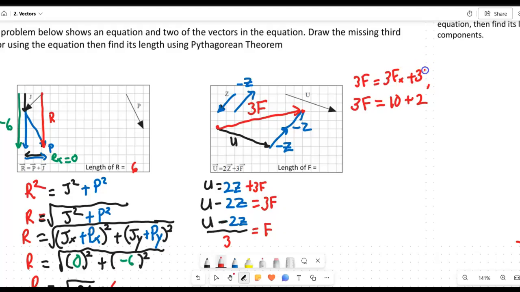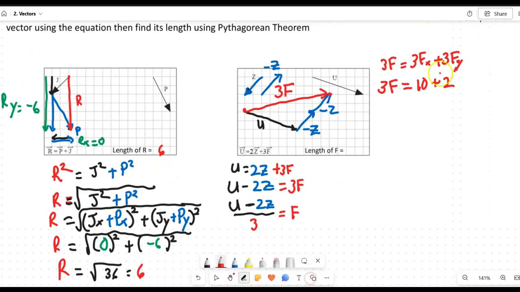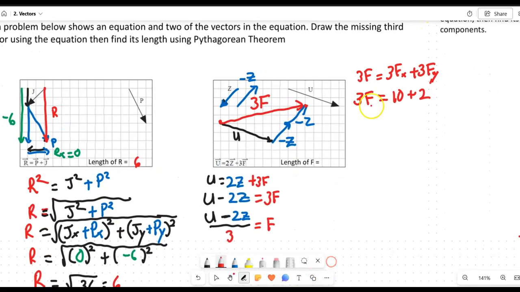Plus 3f in the y direction. There we go. All right, so the way we did this other problem over here was a little bit drawn out. So it's easier just to do it this way. When you get your resultant vector, just take the components of the length of that resultant vector in the x and y direction. It is the same thing.